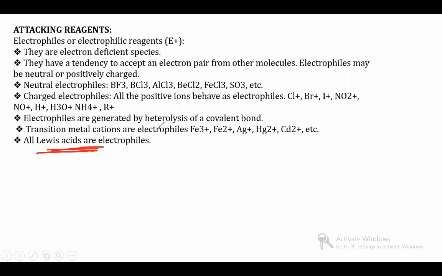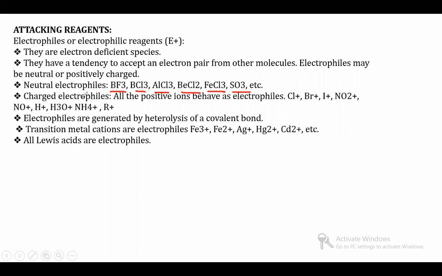These electrophiles are generally generated by heterolysis of a covalent bond, an unequal cleavage, due to which positive and negative charges are formed. These are the examples of neutral and charged electrophiles. Neutral electrophiles like BF3, BCl3, AlCl3, FeCl3, SO3 and so on don't have any charge, but have a tendency to accept electrons because they have less than 8 electrons in their configuration.